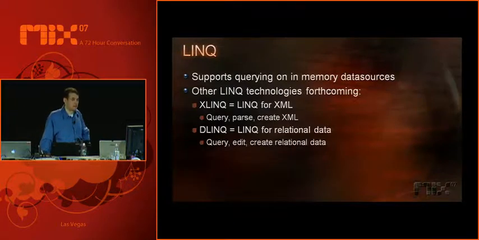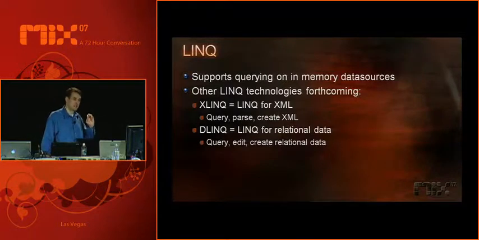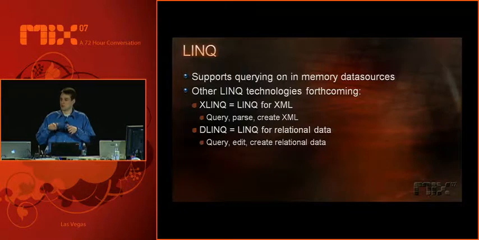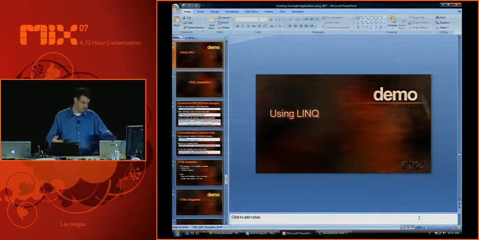What we have in the alpha today is the core LINQ for going against IEnumerable objects. There's also something called XLINQ, which is LINQ targeted specifically at XML, and DLINQ, which is LINQ targeted specifically at relational data. These are roadmap technologies for us that we're planning to bring into the Silverlight product at the right time. So let's go look at LINQ in action. It's easy to understand if we actually play around with it.